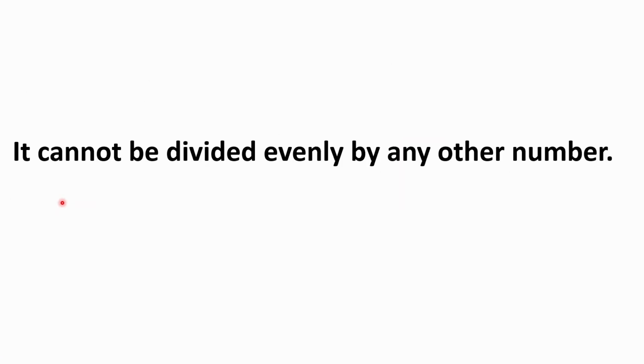Here's one more way to find out if a number is prime or not. It cannot be divided evenly by any other number, meaning when you try to divide it by other numbers, the result is not a whole number. There's always a remainder or a decimal. Let's have an example. Let's take the number 7. The only numbers that divide 7 evenly, which is, there is no remainder, are 1 and 7.